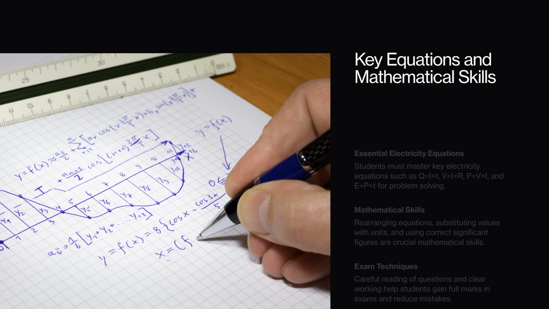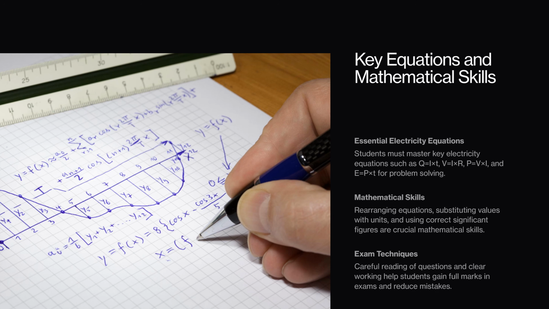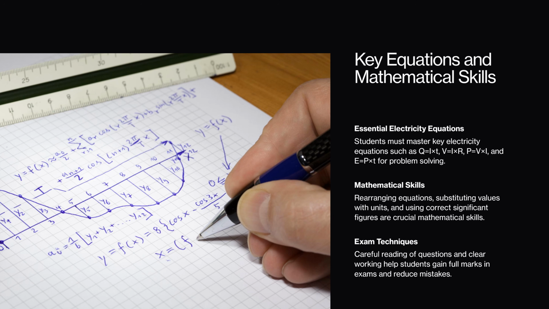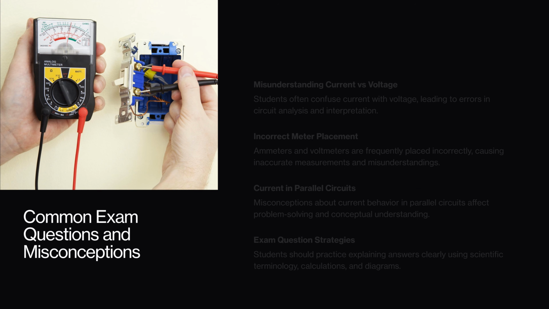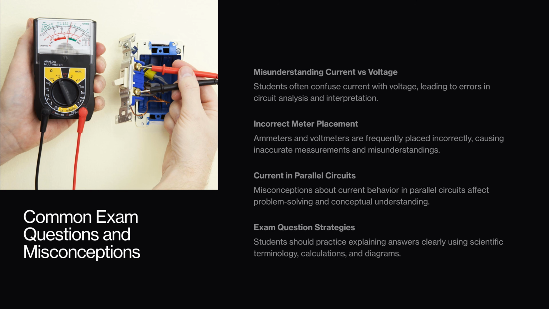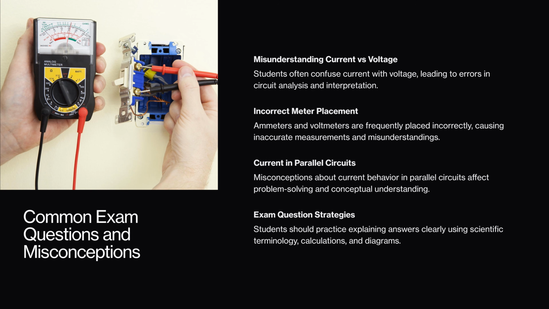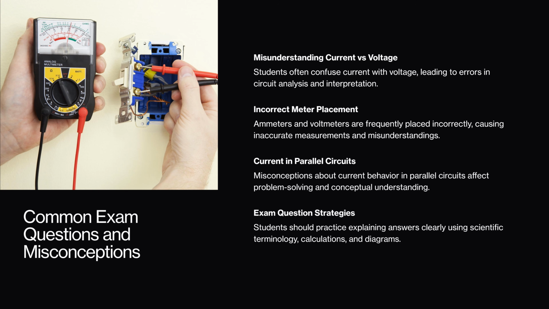Key equations and mathematical skills in physics mean the core formulas used to describe natural laws and the foundational calculation abilities required to solve, manipulate, and interpret them. Voltage and current are two different things. Voltage is the electrical push or energy per charge, while current is the actual flow of those charges. People often get confused because high voltage does not automatically mean high current, and voltage is not used up like a fuel.